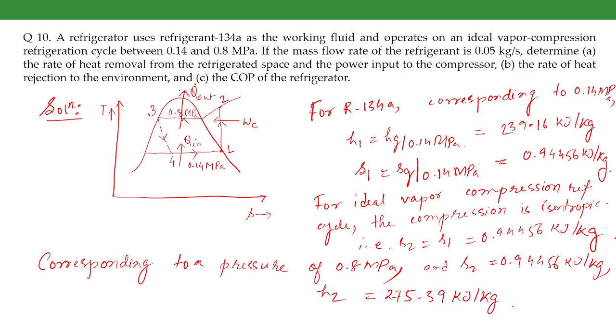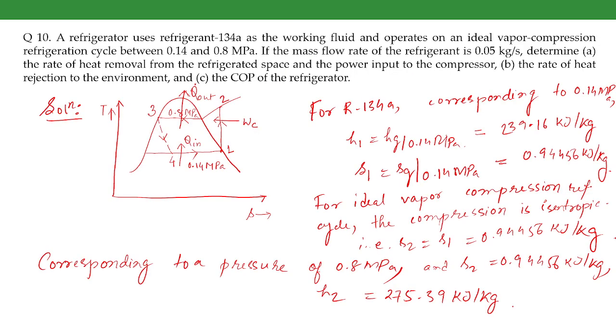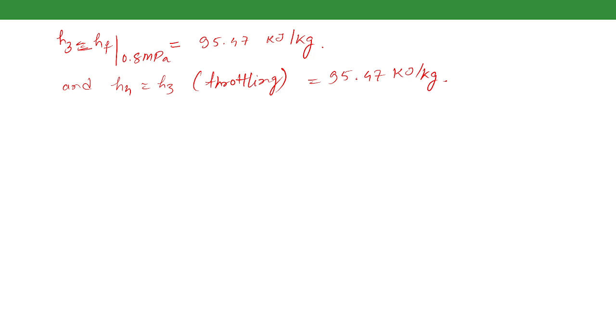Now, for an ideal vapor compression refrigeration system, the exit point of the condenser will be saturated liquid. So H3 will be Hf at 0.8 MPa. This is equal to 95.47 kilojoule per kg, and for the throttling process, H4 is equal to H3, which is 95.47 kilojoule per kg. Now we have the enthalpy values at all the salient points. Now we just have to find out the values.